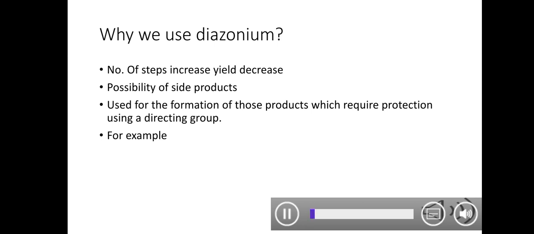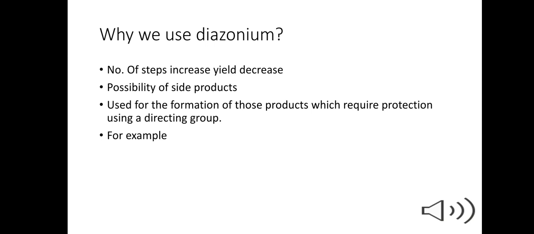So why do we use the diazonium? In organic reactions, if the number of steps increases, yield decreases. So diazonium is the easiest way to attain our desired products with limited steps. Other routes are lengthy and steps are increased, and due to purification and crystallization the yield of the product decreases. And there is a possibility that some side products are also formed. If you want to form metadibromobenzene, then the diazonium is helpful. I use it for the formation of those products which require a directing group.